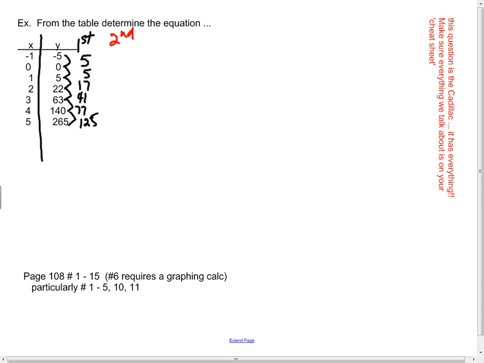Second differences. 5 take away 5 is 0. 17 take away 5 is 12. 41 take away 17 is 24. 77 take away 41 is 36. And 125 take away 77 is 48. Third differences.